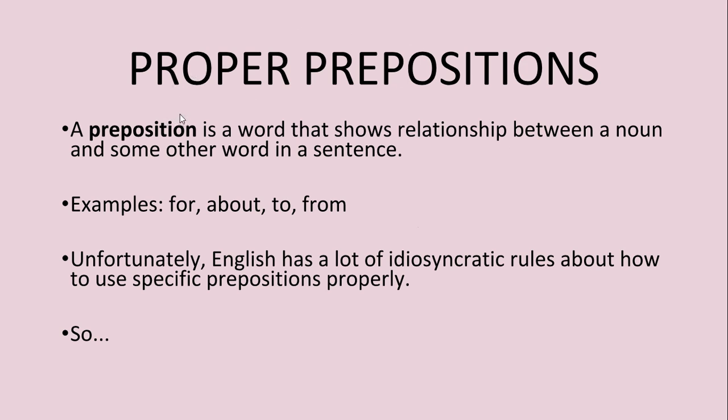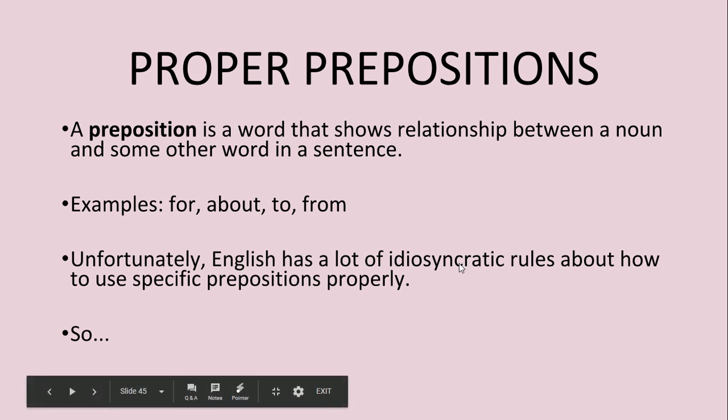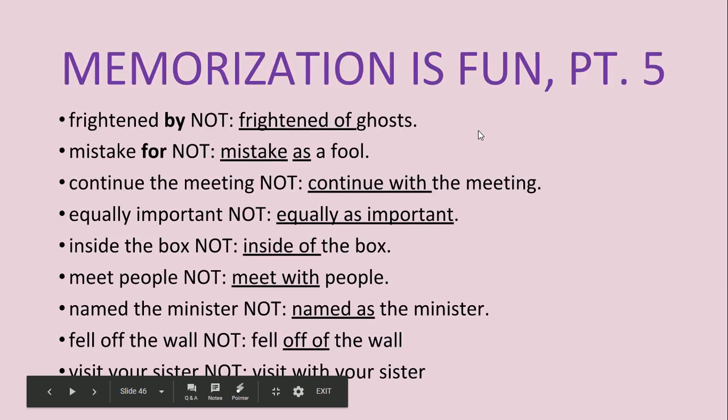So what is a preposition? Well, a preposition is a word that shows the relationship between a noun and some other word in a sentence. Prepositions are everywhere. You've heard of a million of them. For, about, to, from, under, over, in, out, all of those are prepositions. Unfortunately, the English language has a lot of idiosyncratic rules about how to use specific prepositions properly. And when I say the word idiosyncratic and then have some sarcastic comment at the bottom of a slide, what's coming next is memorization is fun.